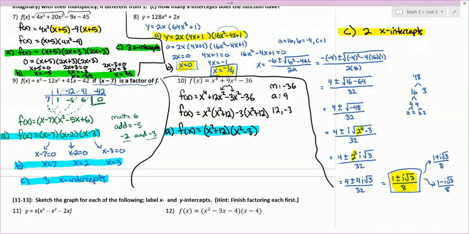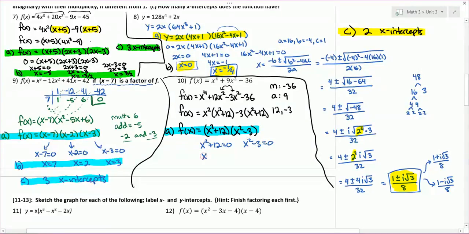Part B, we need to find our zeros. So we set each factor equal to 0. x squared plus 12 equals 0, and x squared minus 3 equals 0. And solve. So on the first one, I subtract 12, and then take the square root. So x is the square root. When I take the square root of x squared, that's the absolute value of x, and the square root of negative 12.